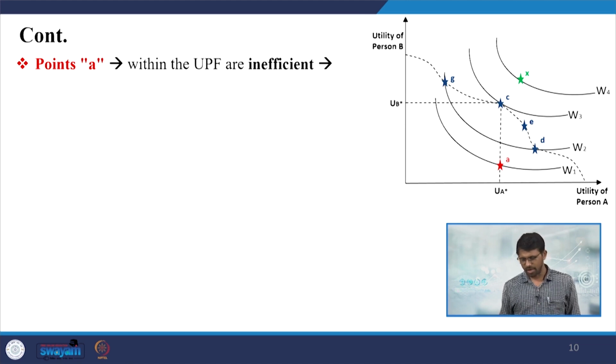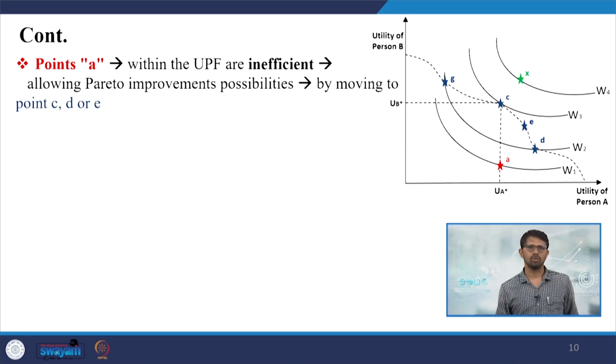Here we will start with A within the UPF. UPF is the frontier, and A is an inefficient point. This allows the possibility of Pareto improvements by moving to points C, D and E. You can just have a check.